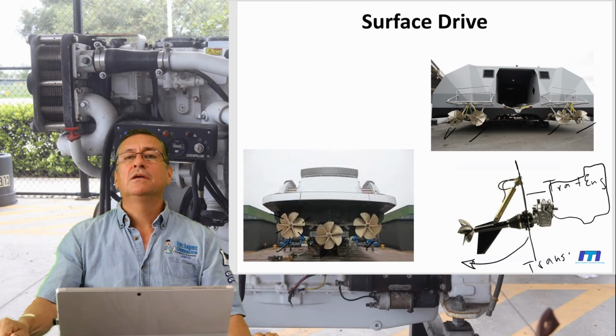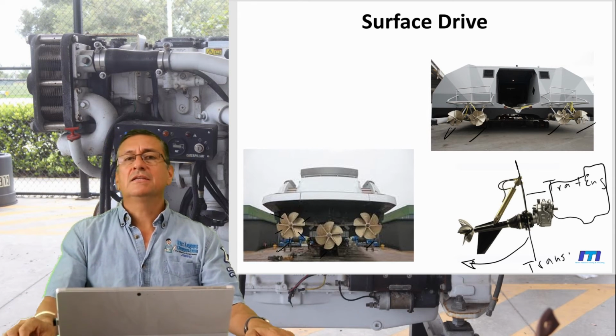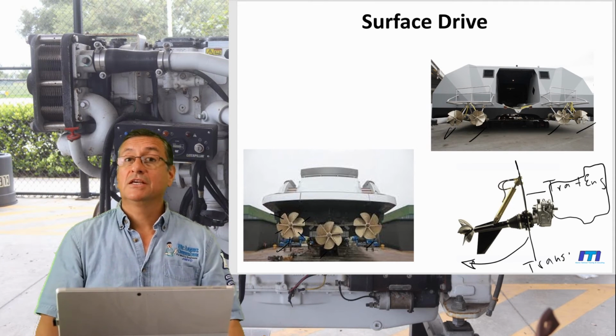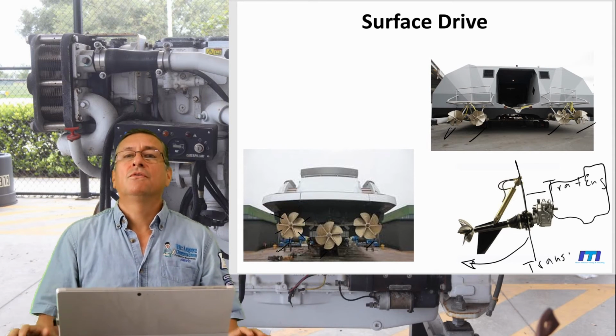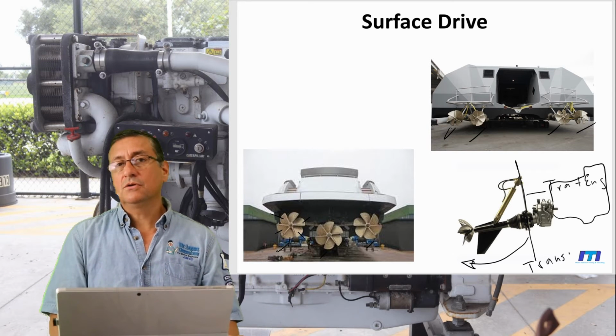Ultra high speed for high performance. The surface drive is excellent for high performance boats, race boats. You need to be careful in the design, because you have propellers outside spinning at high speed. For that reason, in recreational boats, fishing boats, family boats, that design, you need to be careful.